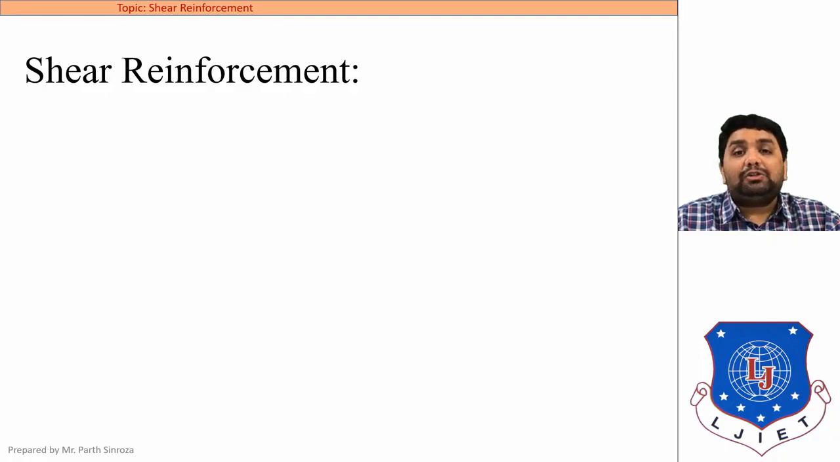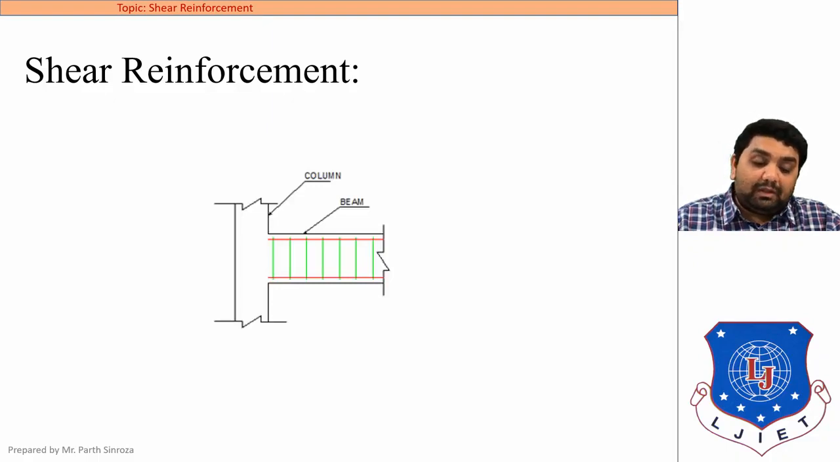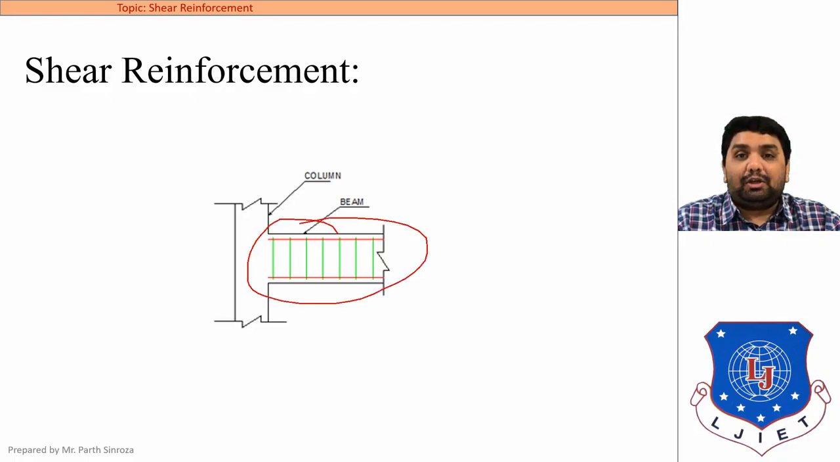Shear reinforcement is also known as stirrups. So if you could see here, the combination of a column and beam is presented. We have discussed development length in the previous lectures, and now we'll be discussing stirrups. So these vertical green lines that you can see here are stirrups, or you can say shear reinforcement. As the name suggests, these reinforcements are provided to counterbalance or to withstand the shear forces that are acting on the beam.